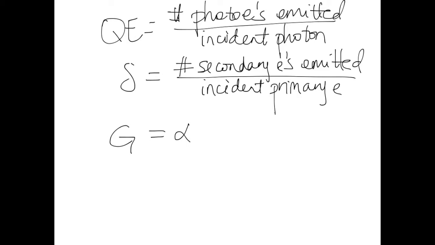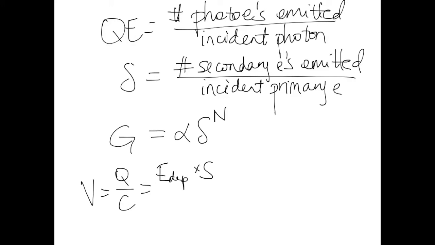And then we had our single dynode gain, and then we raise that to the power of n, where n is the number of dynode stages within our photomultiplier tube. Lastly, we look at our total output voltage of our scintillator photomultiplier tube combo. And this is our usual Q divided by C, which you've seen many times before. This is going to equal the energy deposited times the scintillation efficiency times the light collection efficiency.